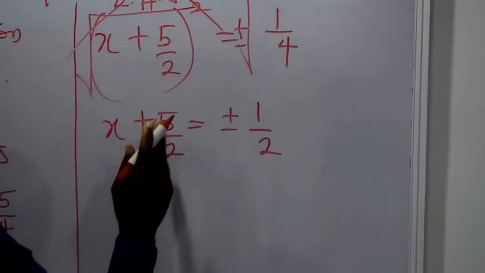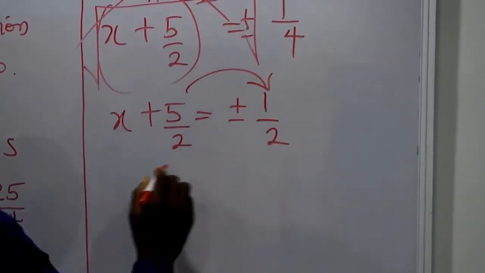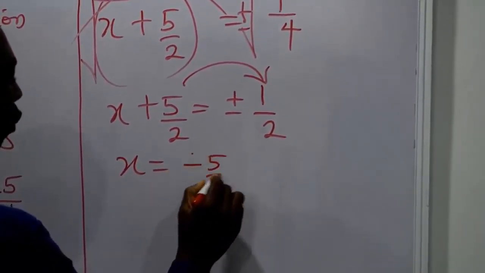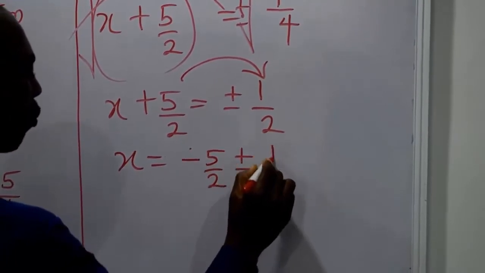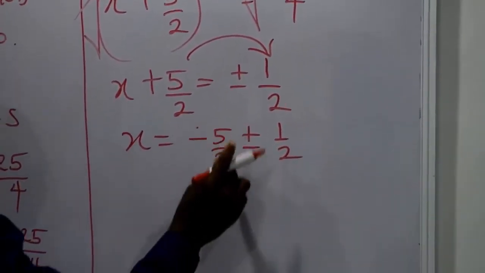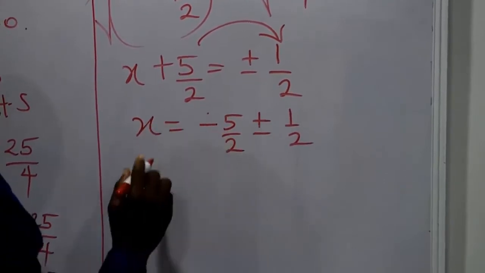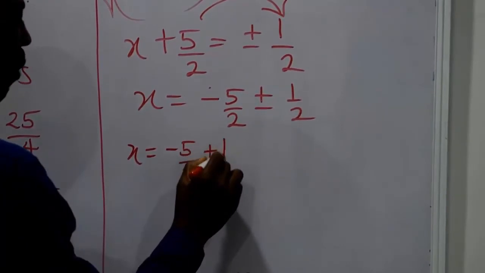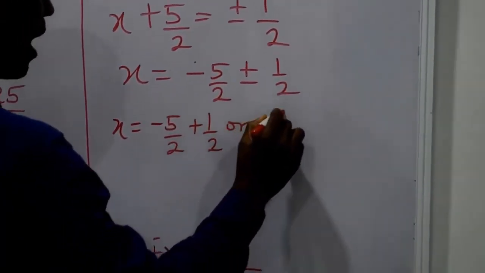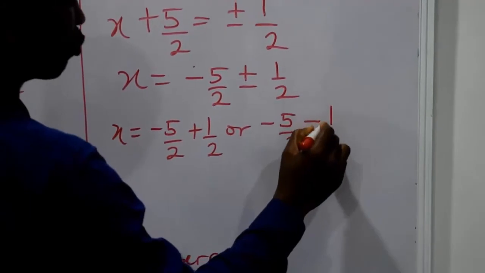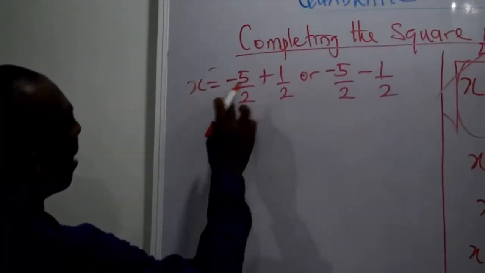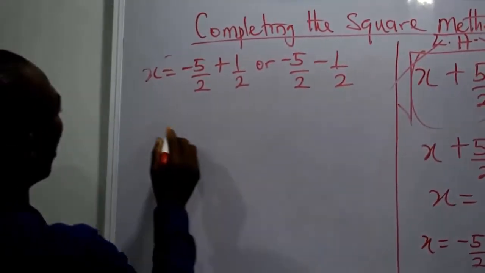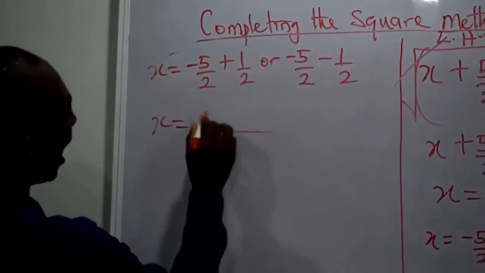So take this plus 5 over 2 to the right hand side, then x will be equal to minus 5 over 2 plus or minus 1 over 2. It means x is equal to minus 5 over 2 plus 1 over 2, or minus 5 over 2 minus 1 over 2.